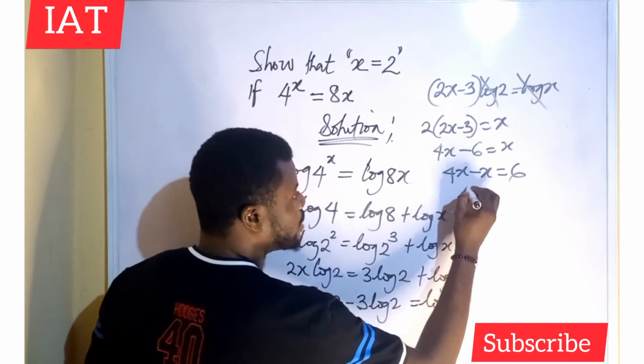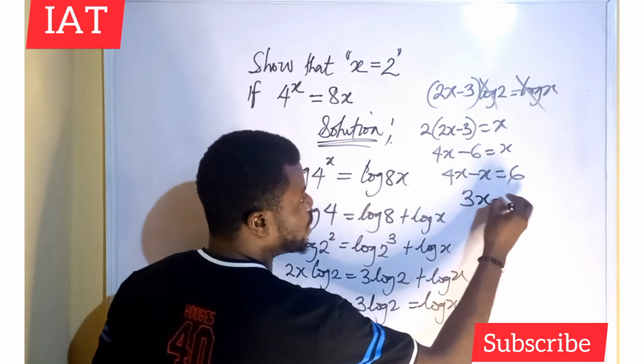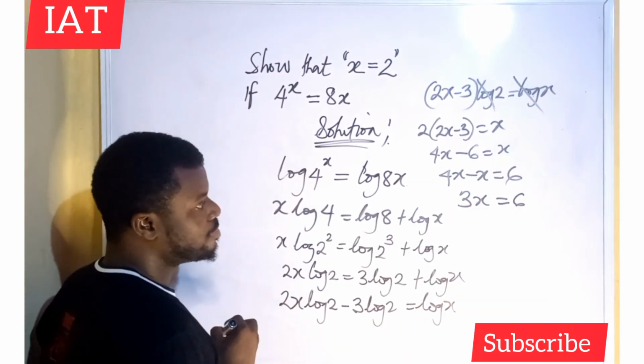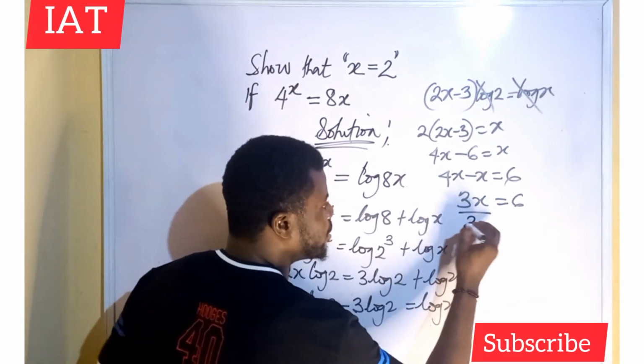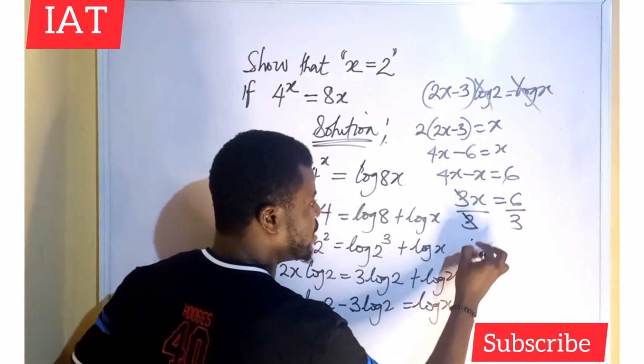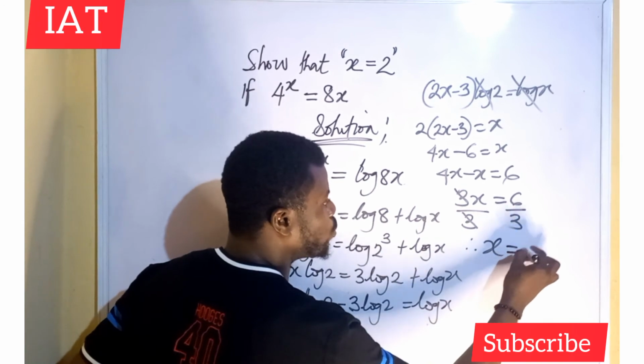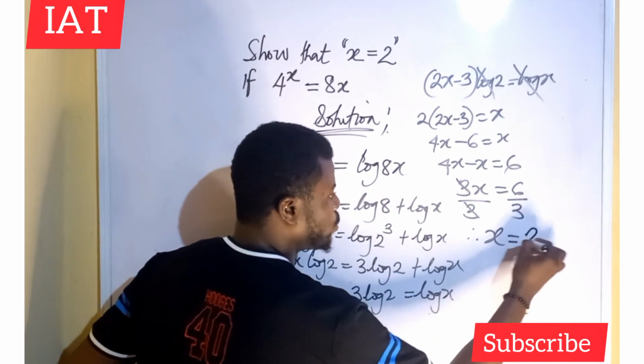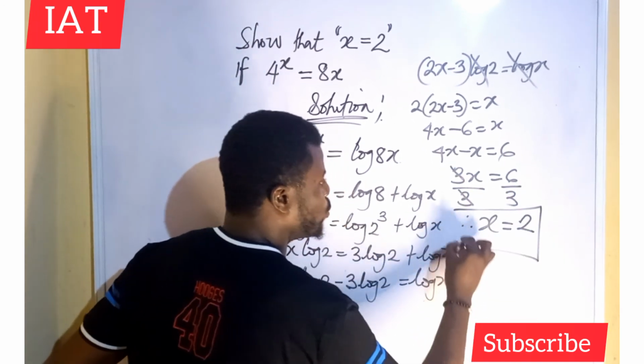4x minus x gives us 3x equals 6. Dividing both sides by 3 so that we have the value of x, this cancels out with this. Therefore, x is equal to 6 divided by 3, which gives us 2. And this is the solution to this problem.